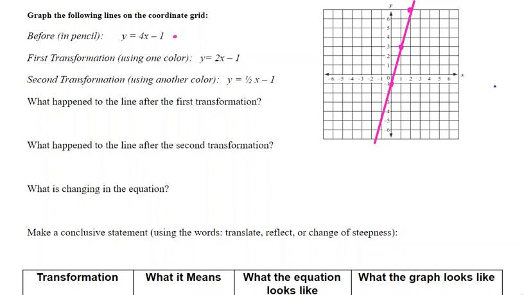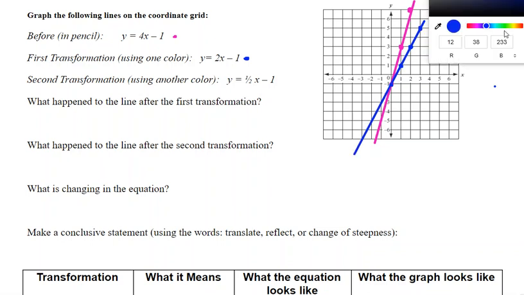All right, let's do the next one. Let's see what happens to that line. So now I've got 2x minus 1, right? So I'm still going to start at minus 1, and now it says 2x. That means up 2 over 1. Up 2 over 1. I got a bunch of points there, so now I can connect my dots and make my line. There we go.